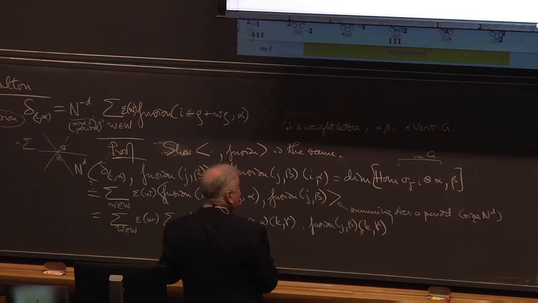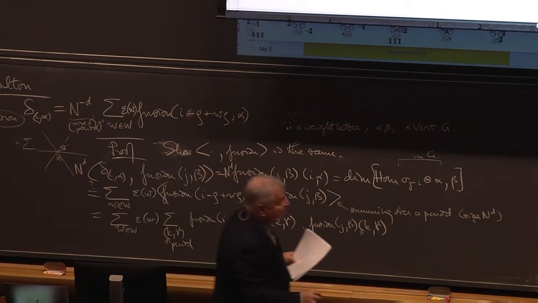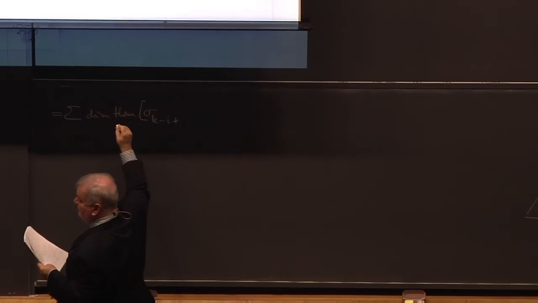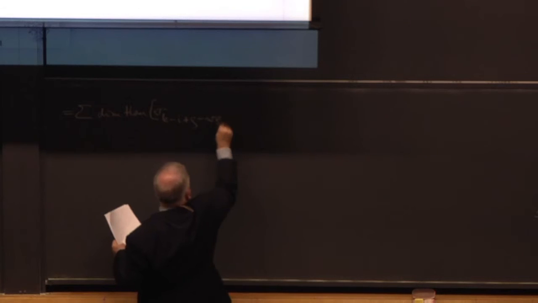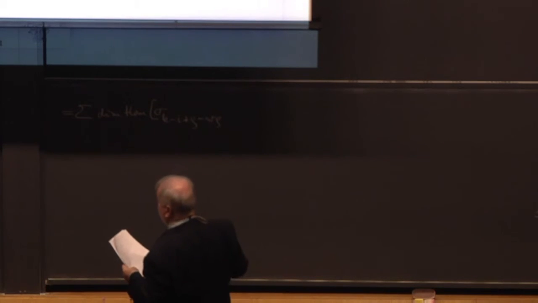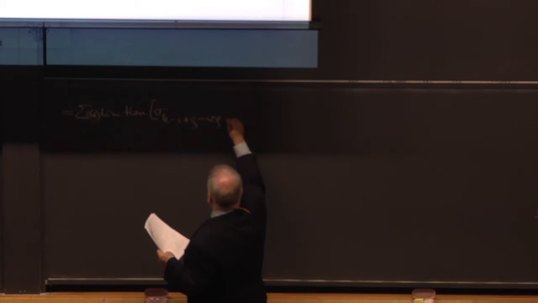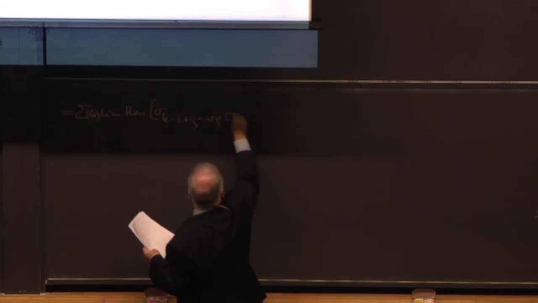And remember, these are done by Homs. Yes. So this is equal to the sum of the dimension of Hom from sigma, we have that index there, k minus I plus rho minus W rho. And there's an epsilon of W minus W rho to tensor alpha to gamma.